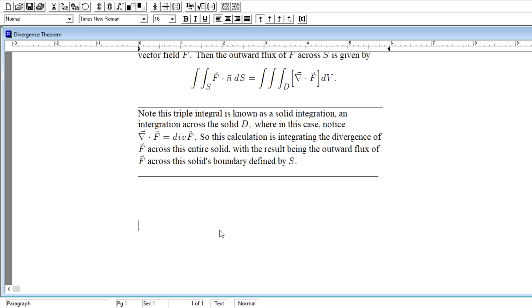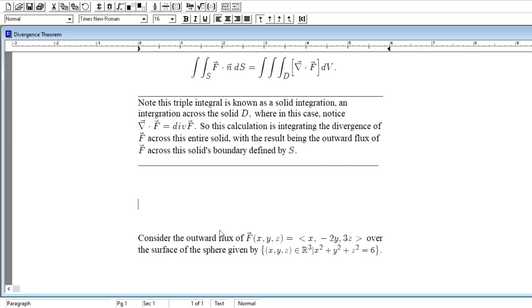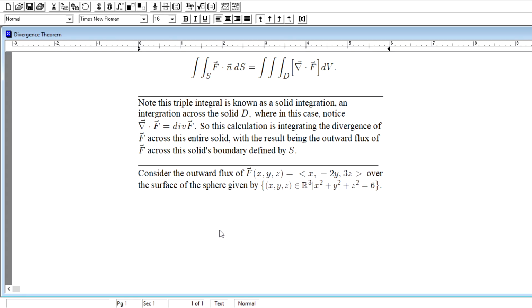If we consider a case here, we might consider the outward flux of F bar given by the vector field <x, -2y, 3z> over the surface of the sphere. Here we're going to be working with a surface given by the shape of a sphere described by this set of x, y, z coordinates. It's all the x, y, z coordinates where x squared plus y squared plus z squared is equal to 6. This is a sphere centered at the origin in three-dimensional space with a radius given by the square root of 6.